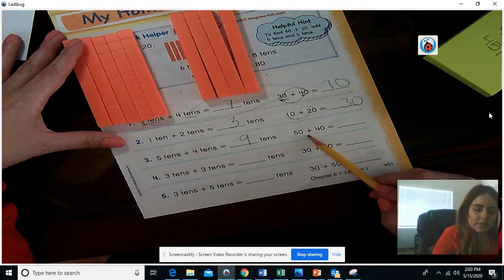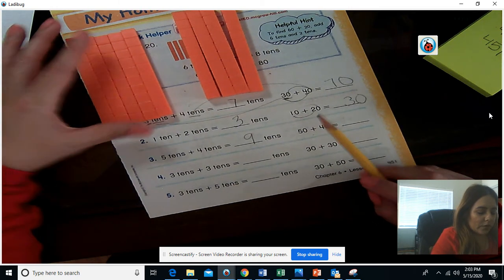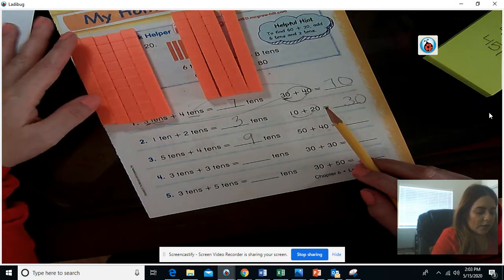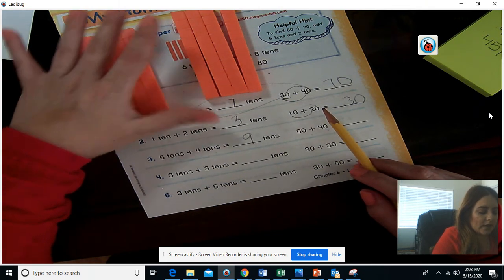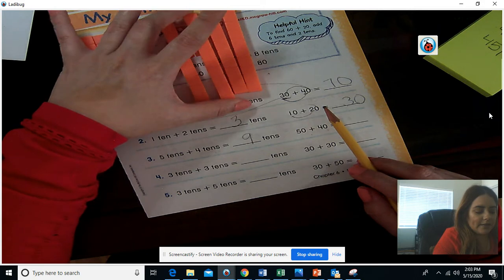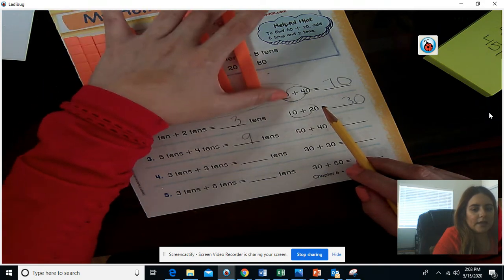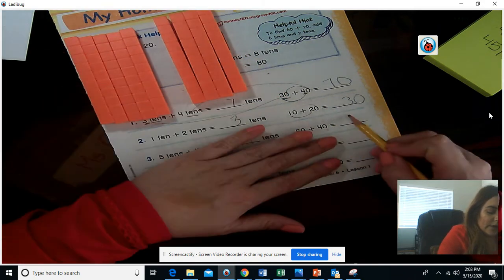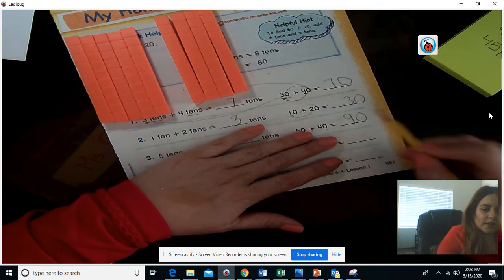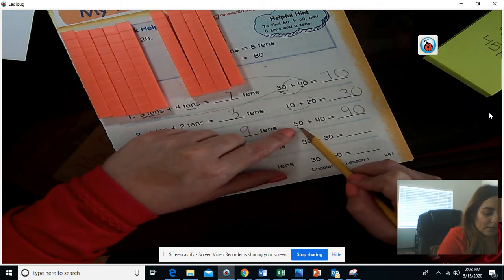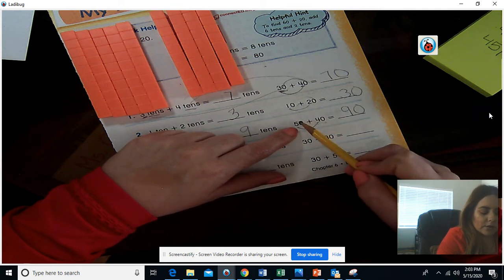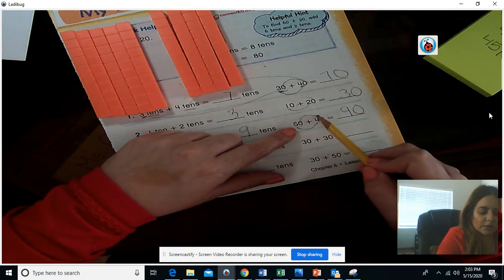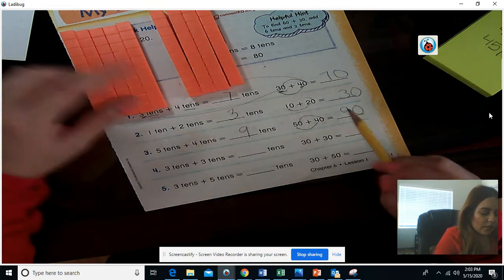And then we have 50 plus 40. So we already know that this is 50. 1, 2, 3, 4, 5 tens is 50, 60, 70, 80, 90. So I have 90. Again, another way of doing this would be 5 plus 4 because it's the tens place value. And then we do the ones place value. 0 plus 0 is 0.